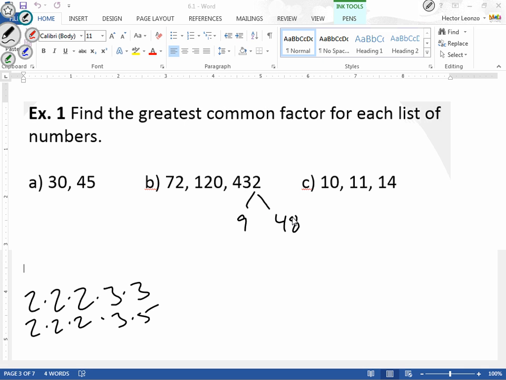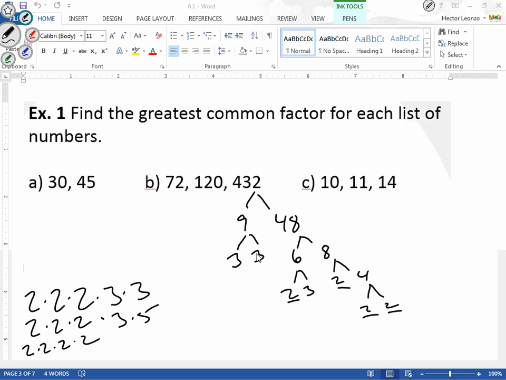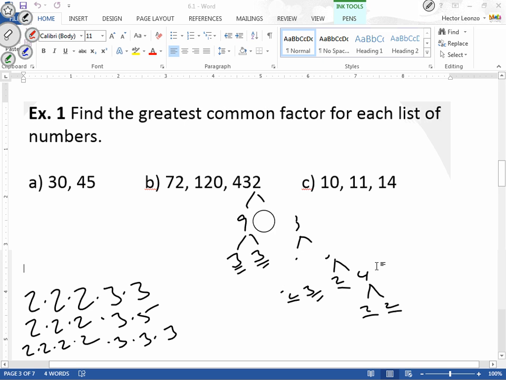All right. My 9, I can break this as 3 times 3. My 48, I can break this as 6 times 8. My 6, I'm going to go 2 times 3. And my 8, I'm going to go 2 times 4, and then 2 times 2. So when it comes to the number 2, I have 1, 2, 3, 4. I have four 2's. And then I have, let's see, 1, 2, 3 threes. So that's the prime factorization of 432.